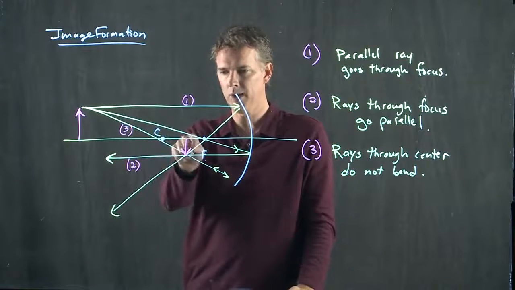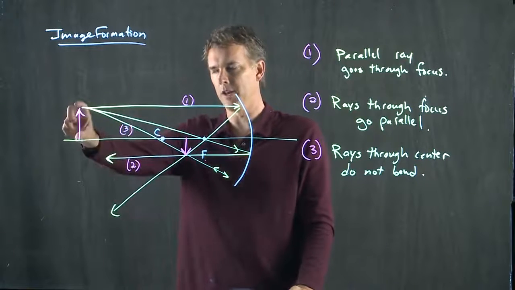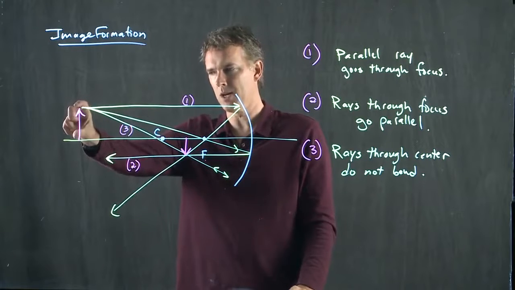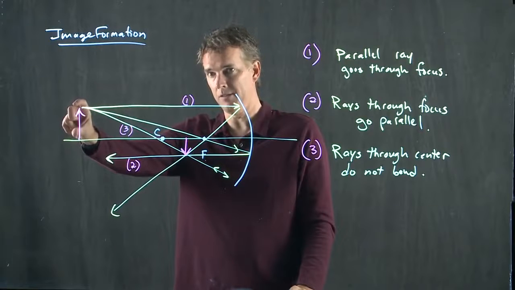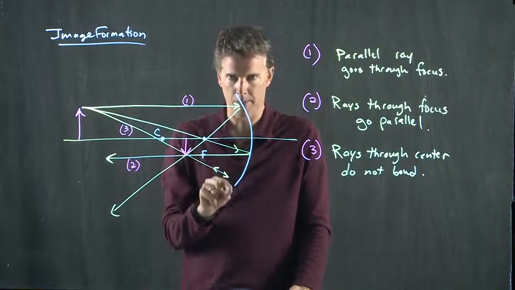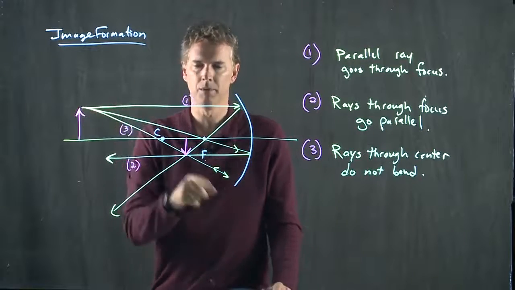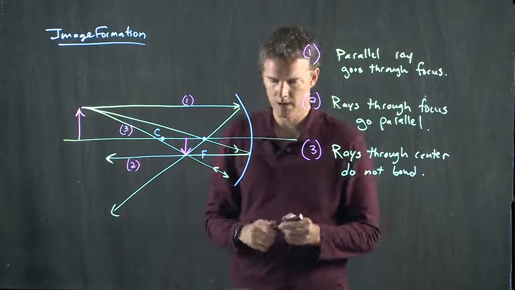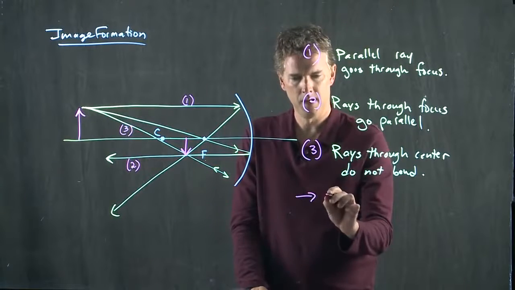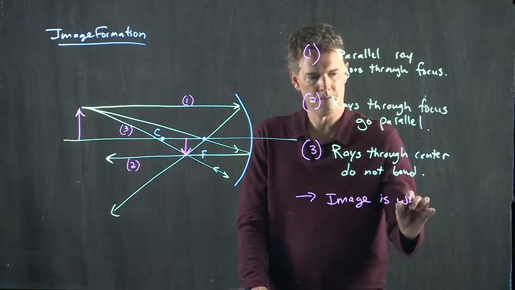The base of the object is on the optic axis. So this is a nice way to draw it. When you draw the object and you put it on the base of the optic axis, its image still has its base on the optic axis. And so all you really need to figure out is where's the tip of the image. And so this is the final point. Image is where they meet.